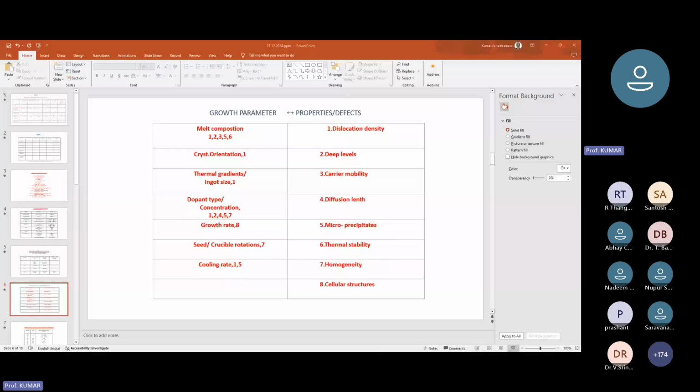So these growth parameters like orientation, thermal gradient, dopant type itself, and the growth rate can all influence various properties of the materials. So one has to be very careful in understanding these growth parameters and the corresponding influence on their properties or in their defects. Because I'm from the crystal growth center, I just want to elaborate on the importance of crystal growth issues. I can also tell you more about the recent advances, but let us see how we are able to find time.